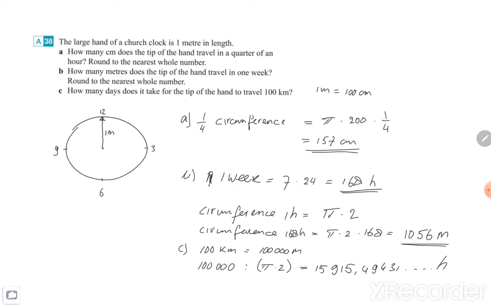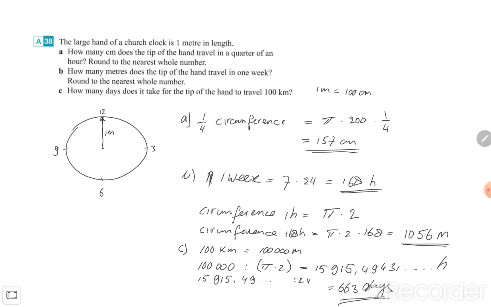So the question is how many hours is it? But the question was how many days does it take? Now we know that there are 24 hours in one day. So the answer we have in our calculator, 15,915.49, etc., if I divide this by 24, then you get 663 days, approximately.